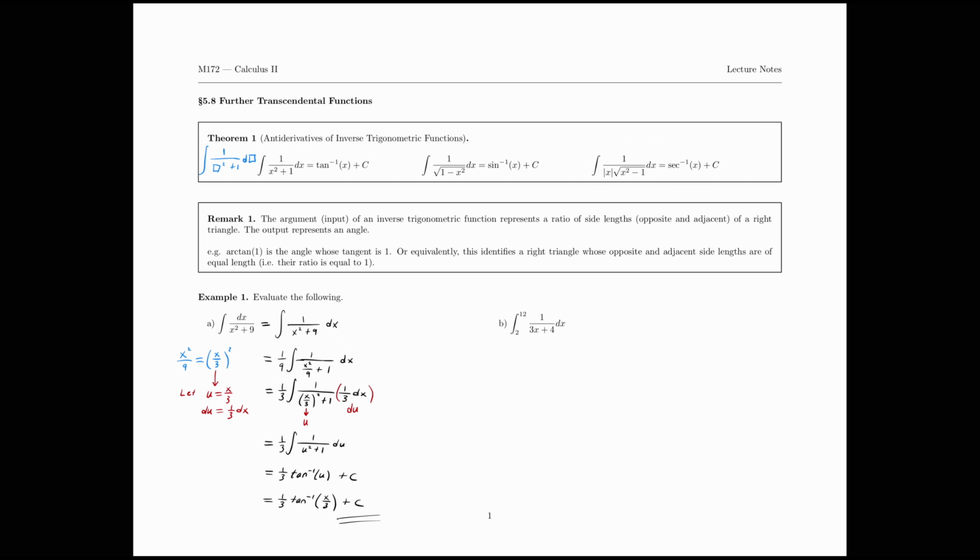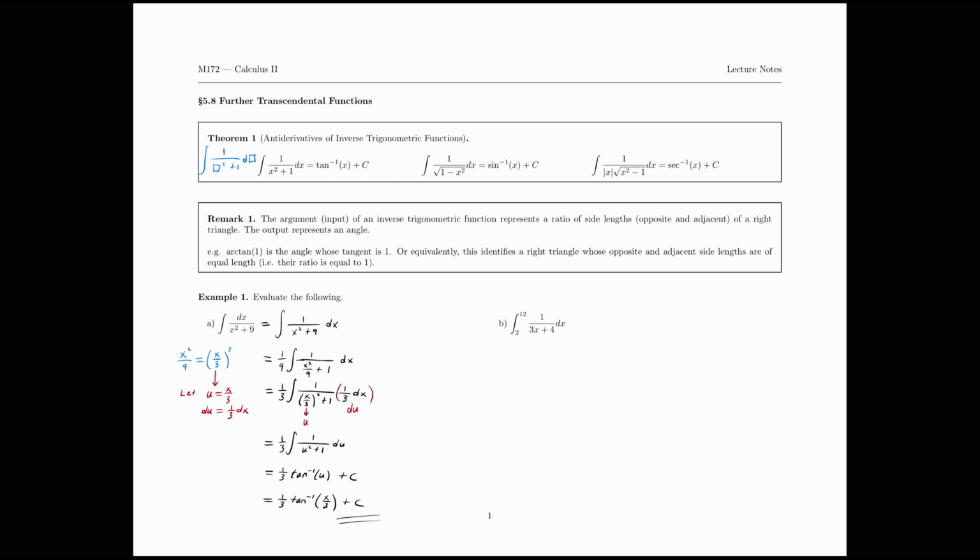plus c. So most of these problems have a lot of algebra to get it to look like something squared plus 1 in this case, and then we want to perform a u substitution. So in this section, it's still just u substitution, but there are a little bit more algebraic manipulations that have to take place before we can perform the u substitution.